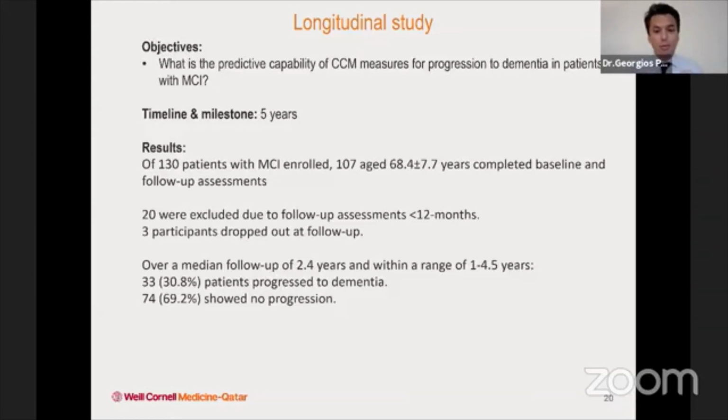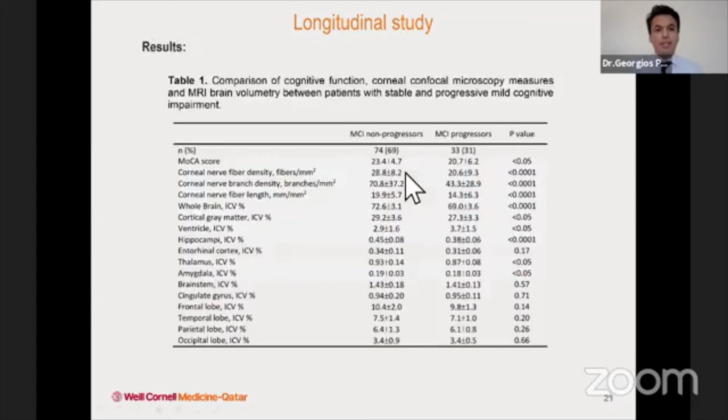Now, from those who we included in the study, the 107, 33 of them developed dementia, and that equates to 31%. Okay, and just to show you what we've done, we divide these 2 groups, those who didn't progress and those who progressed to dementia, which is 33 of them, and we look at the baseline measures for, let's say, cognitive function, which is the MoCA, and we can see there was already a significant reduction in cognitive function at baseline in those who progressed.